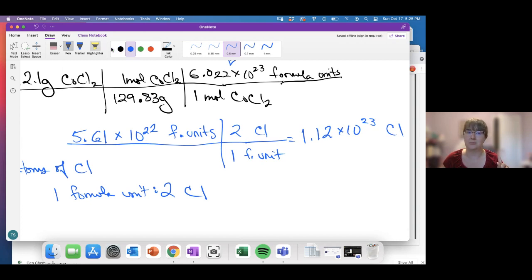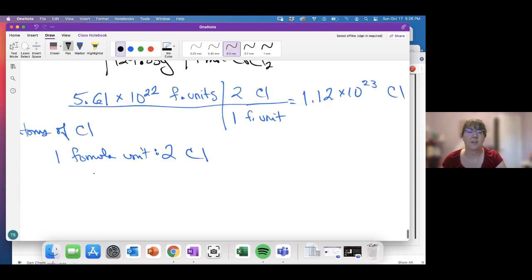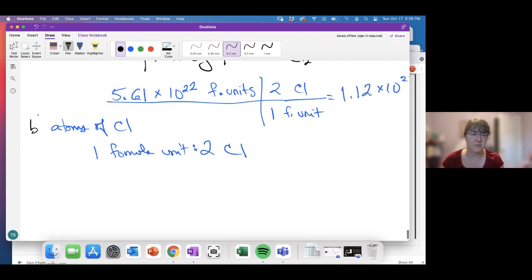There's another option though, and this is the reason why I picked the ionic one, because oftentimes you see the molecule option, or I think the molecule option sometimes is a little bit more intuitive because the molecules naturally stay together. But using the term formula unit sounds a little bit strange. So could have asked you for atoms. Also just could have asked you for total ions.